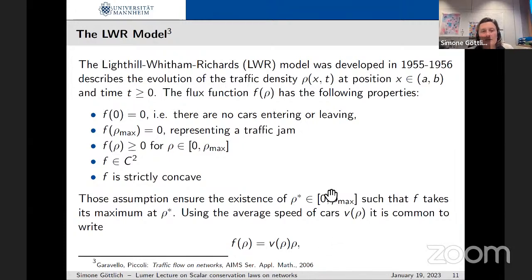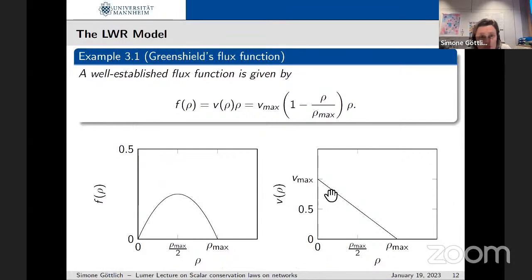So what does it mean? If we go ahead, we can now say that there's a special kind of flux function fulfilling all these assumptions I showed you before, and which is reasonable for traffic flow. And this flux function is essentially given by this rho max times 1 minus rho divided by rho max times rho, meaning that this expression here is nothing else than our speed function.